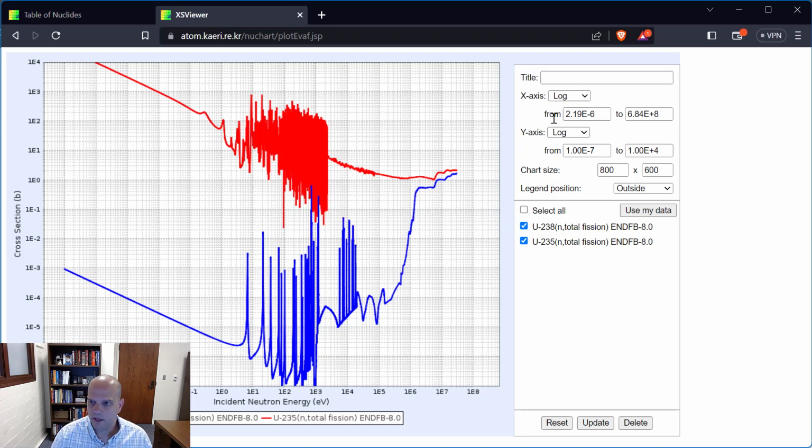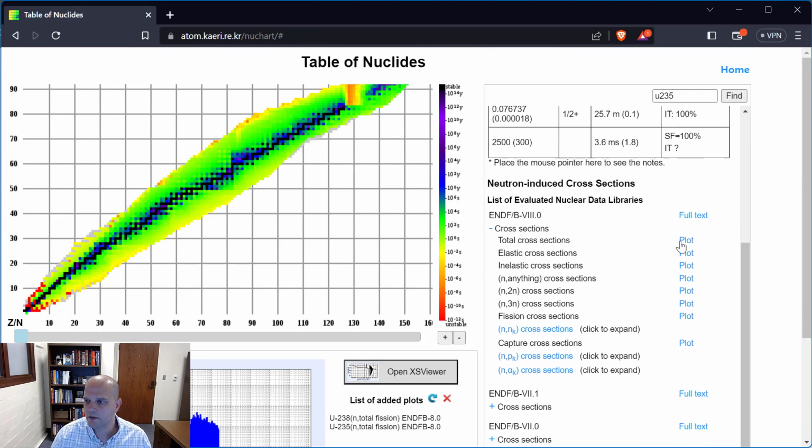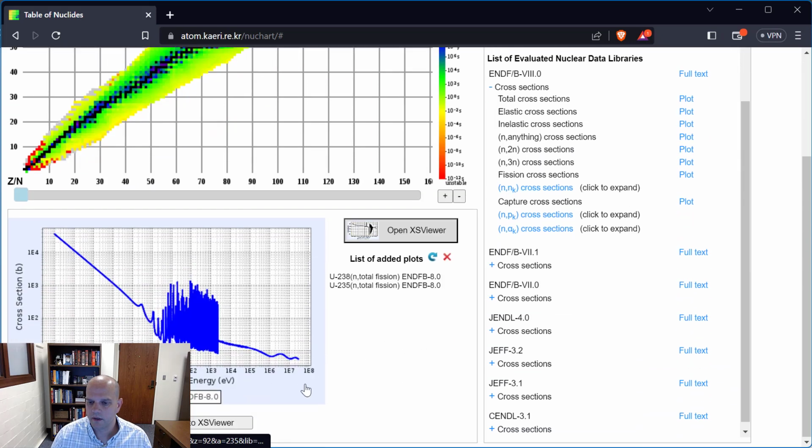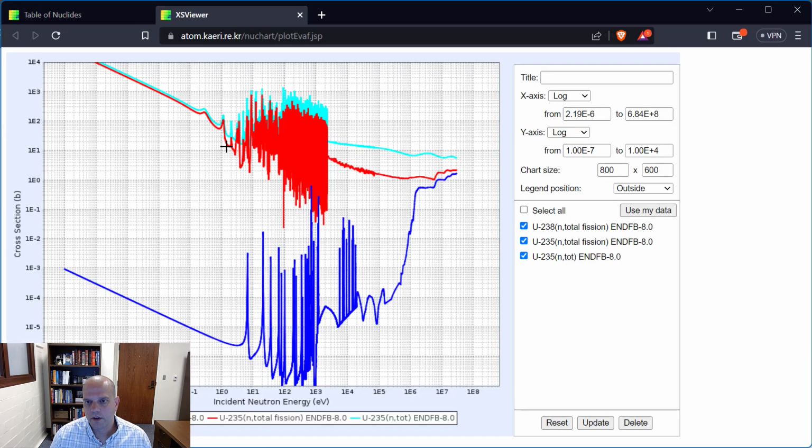So we can go back and look. Let's see what my total is. This is 235. Let's see what the total cross-section is for U-235. Let's add that. So you can see that in this lower energy spectrum, my total cross-section for U-235 is almost exclusively explained by the fission cross-section. Just like in aluminum-27, it was almost exclusively described by the scattering cross-section.